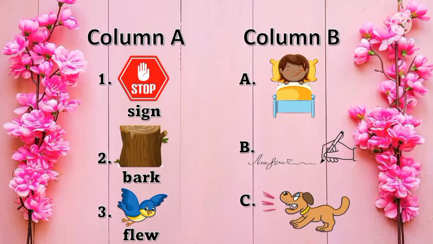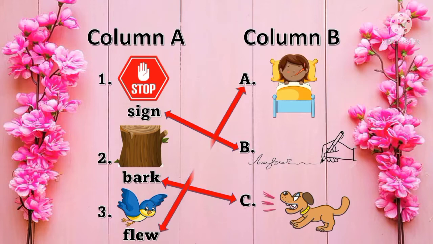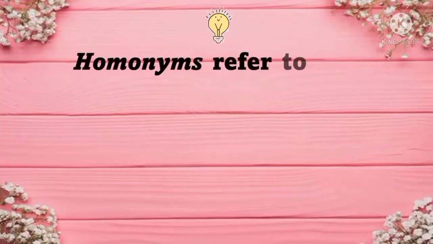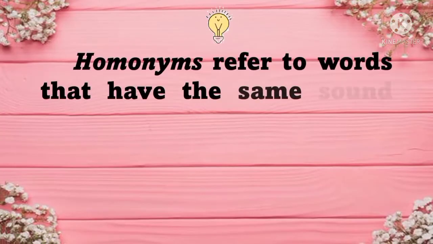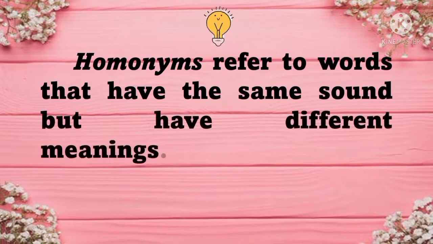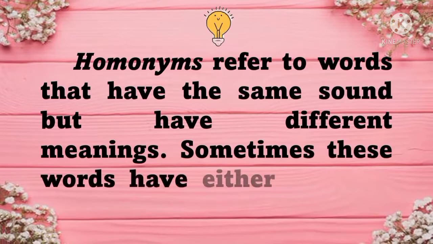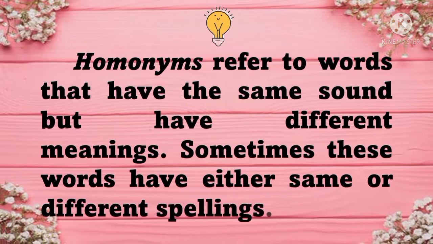Number 1 is sign, meaning signage. Its homonym is letter B, sign. Number 2 is bark. The answer is letter C. Number 3 is flu. The answer is letter A. Again, kids, remember, homonyms refer to words that have the same sound but have different meanings. Sometimes, these words have either same or different spellings.